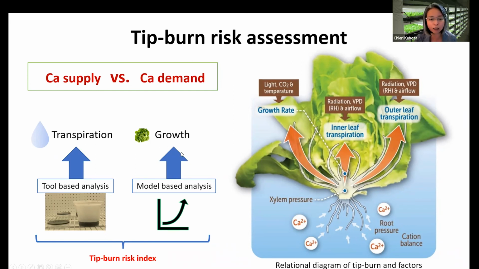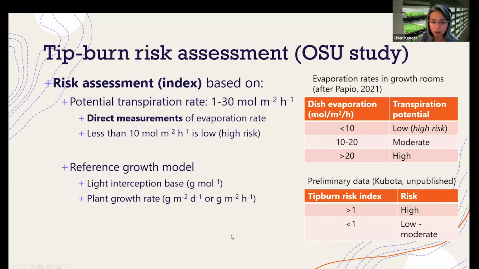And then together trying to understand the balance of calcium supply and calcium demand. And then get some kind of tip-burn risk index so that growers know about the environment, if it is high risk or low risk in terms of tip-burn. So again, the risk assessment index, we want to base it on the direct measurement of evaporation. Why direct measurement?